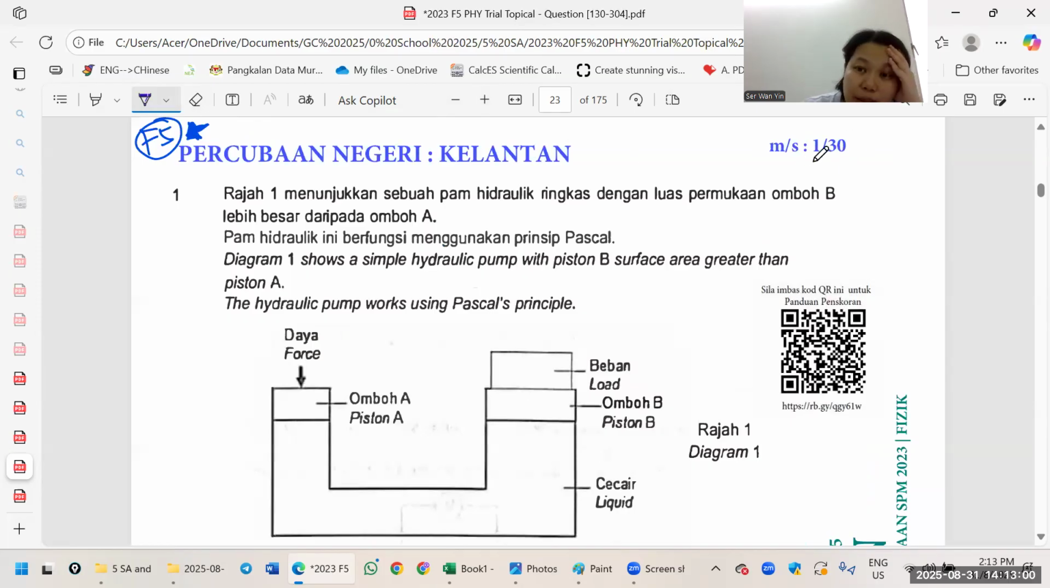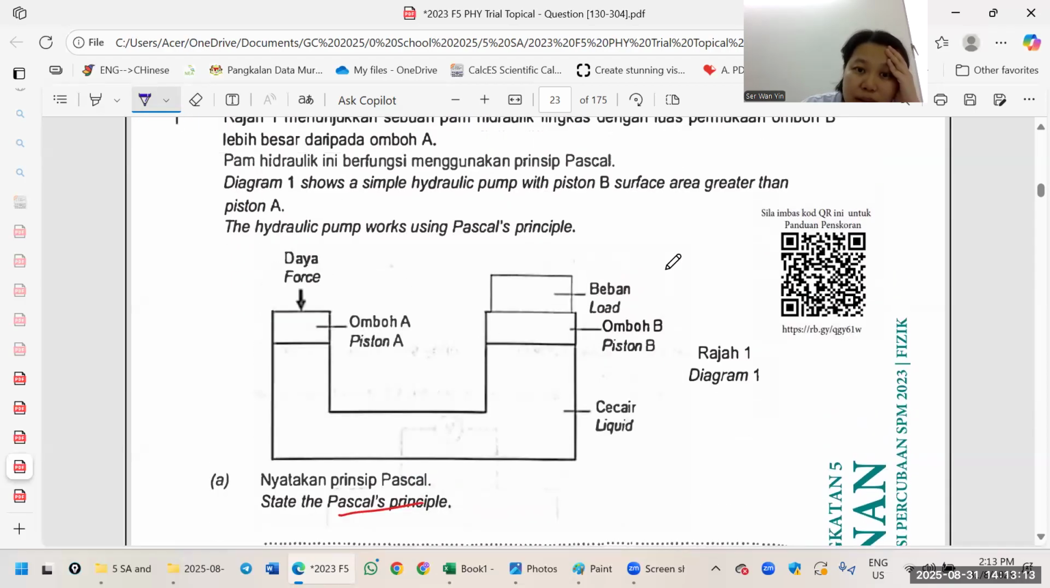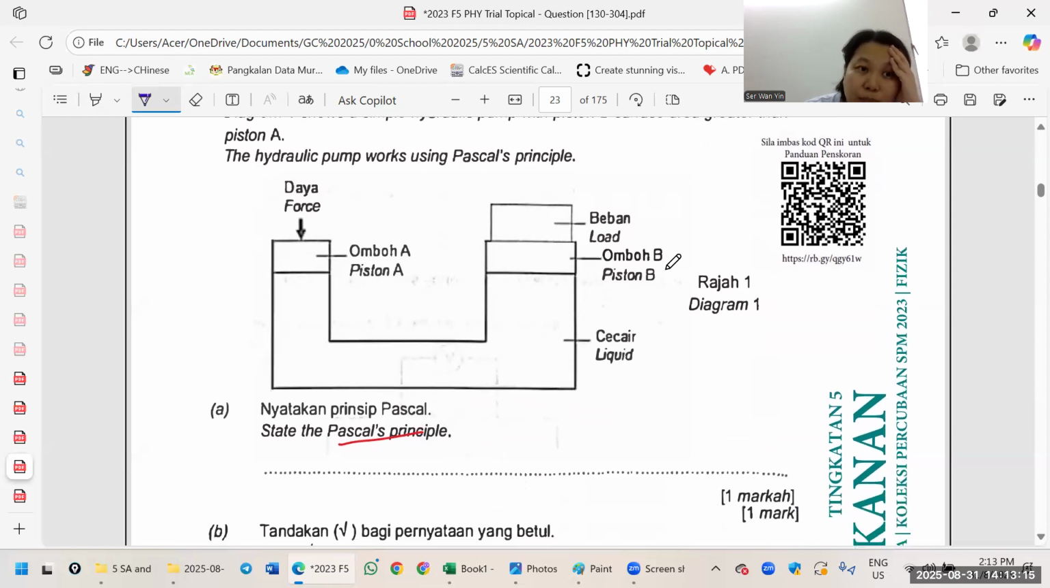Okay, so now on the page, you can see Diagram 1 shows a simple hydraulic pump with piston B surface greater than A. So if there is this kind of Pascal's principle question, you must state the principle. So what is Pascal's principle?